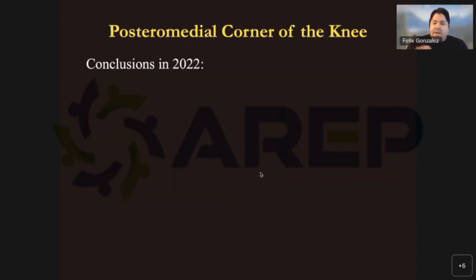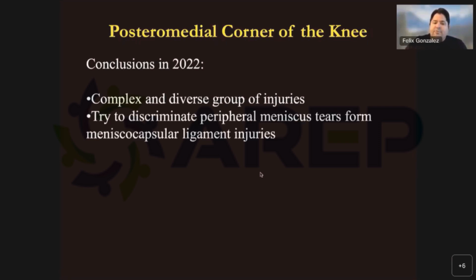So conclusions, right? If you want to take a pause, information that I'm giving you right now. So, conclusion: the posterior medial corner of the knee is a quite complex and diverse group of injuries, as you saw. Try to discriminate the peripheral meniscal tears from the meniscal capsular ligament injuries. Try to be specific, right? Say for this most posteriorly, it's probably involving the ligaments.